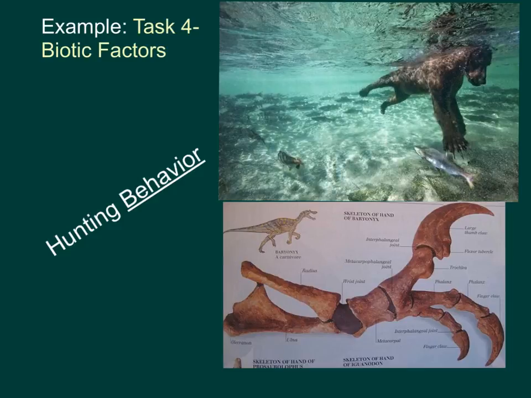In this case, Baryonyx had a very unique hunting behavior. Much like bears, if we look at the claws of bears, they are very similar to the claws of Baryonyx. And we believe that they were used for the same purpose, to act as a rake or a sieve by which you could additionally catch fish. So both bears and Baryonyx eat fish, and so they both have hands that allow them to catch and eat fish. So this would be a hunting behavior or another biotic factor.